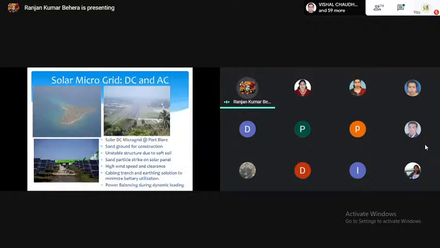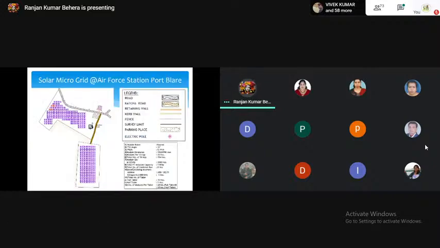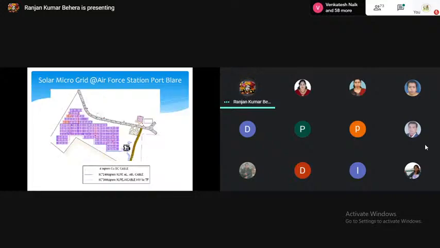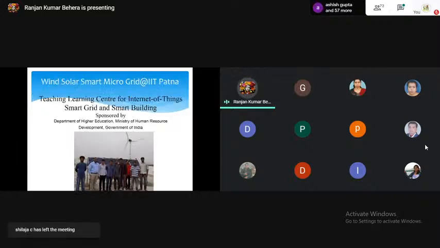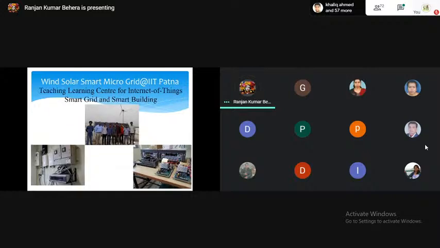Then there was another project with Port Blair, where we installed a 1 megawatt solar plant. And this is the complete Port Blair design, the layout, everything. And this is the cabling of Port Blair, and then this is installed there. There are also a few projects in our IIT, like IoT for smart grid and smart building, and people are currently using it. This is a complete network we developed.